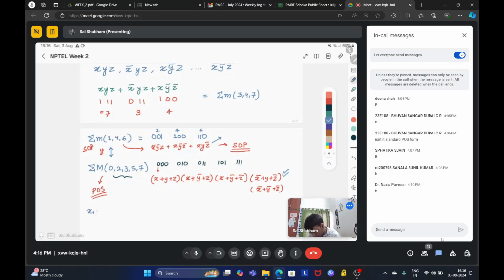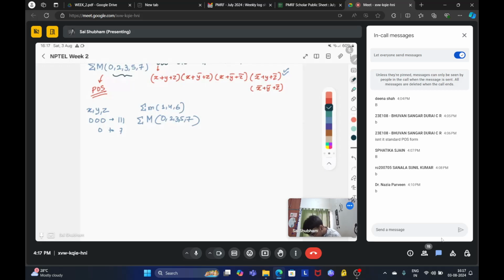If you have three variables x, y, z, the total number of possible combinations will be from 000 to 111, and the equivalent decimal range will be 0 to 7. So if we have M1, 4, 6, then the remaining digits are 0, 2, 3, 5 and 7. So they constitute your max term representation. Okay, so we will be using this to find out the solution. If you have any doubts, let me know.